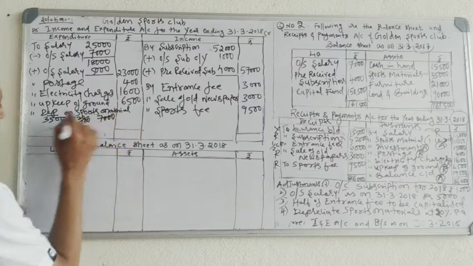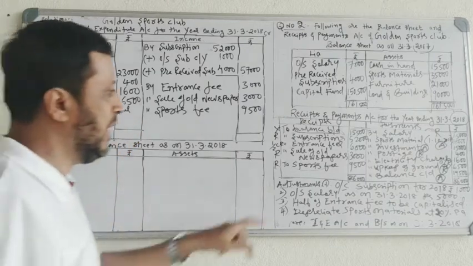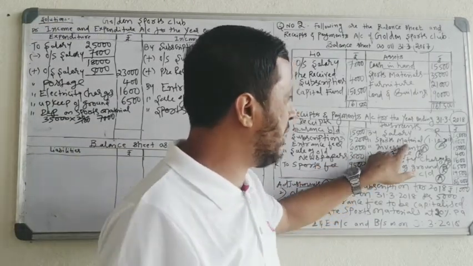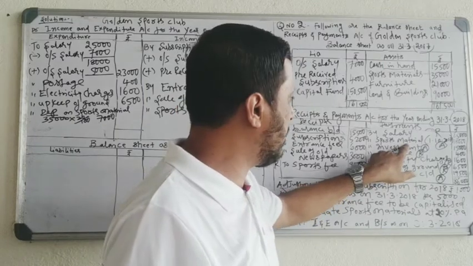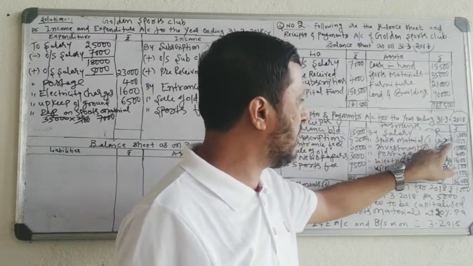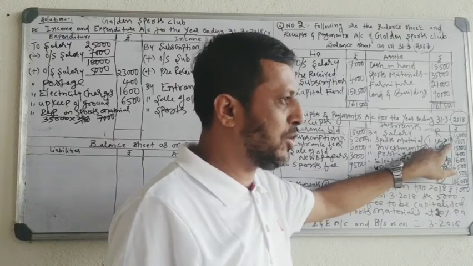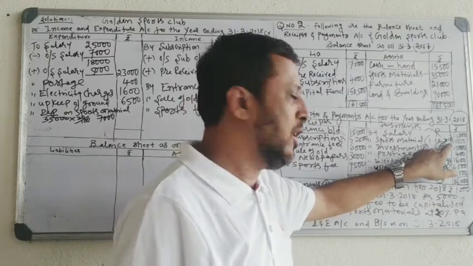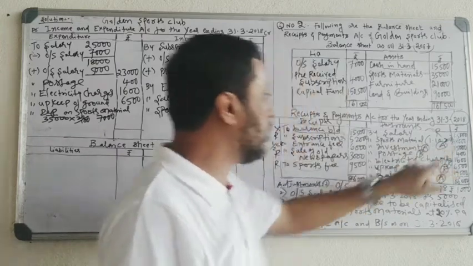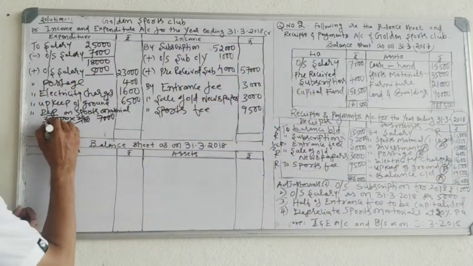7,000 in the inner column. 35 into 20%, 7,000. Again, there is a purchase of sports material. Sports materials were purchased on 1/10/2017. So from 1/10/2017, the sports material is available in the organization. So you have to take depreciation on this sports material also.